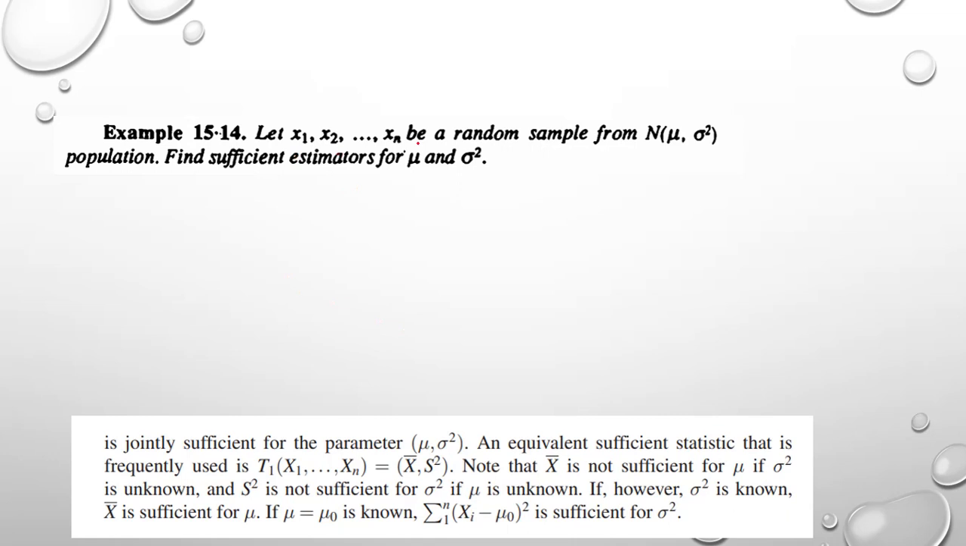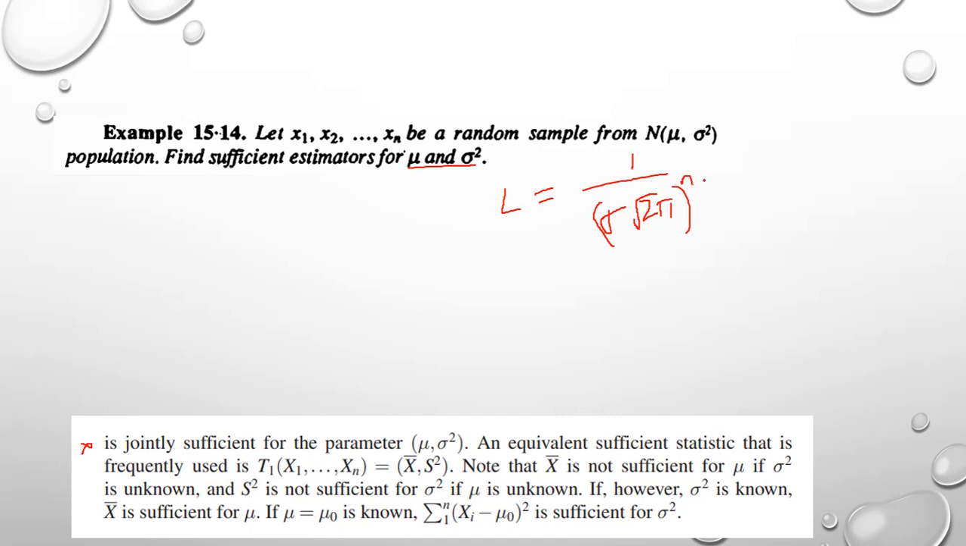Let x1, x2, and so on up to xn be a random sample from a normal distribution with mean mu and variance sigma square. Find the sufficient statistics. Here both are unknown. This is the result; I will discuss this later. First I am writing the likelihood, the joint distribution function: 1 upon sigma root 2 pi, whole power n.